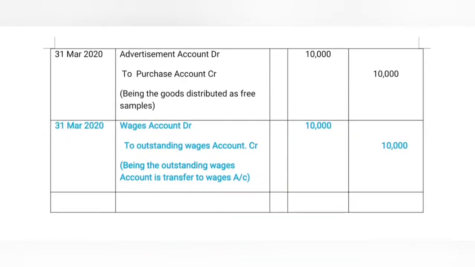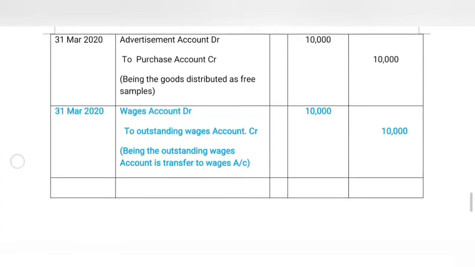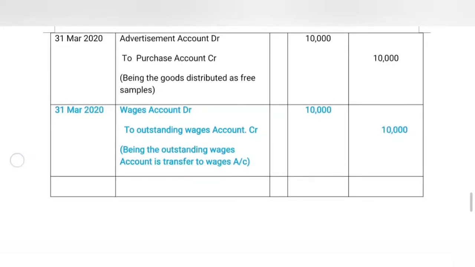Now coming to 31st March 2020, it is the date. All transactions are on the same date. Now coming to the wages account, it is debit. We already discussed the wages account. Why? Because it is a nominal account. Now coming to the outstanding wages account, this is payable in this month or this year, so this amount is transferred after journal. The narration: being the outstanding wages account is transferred to the wages account. The given amount is 10,000, and 10,000 is written on both sides. Now we are going to prepare another transaction.